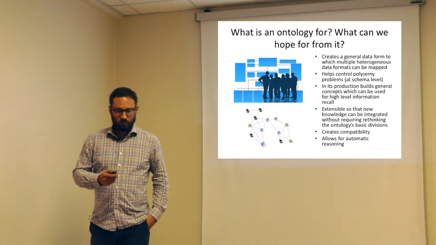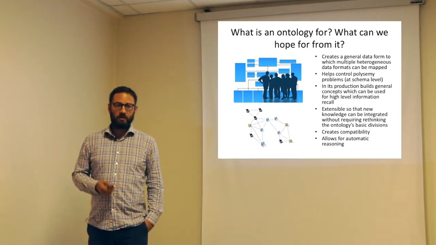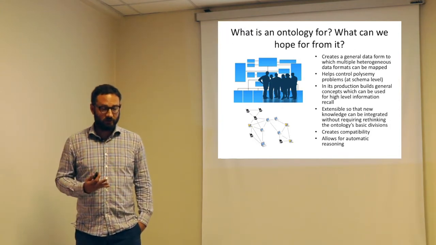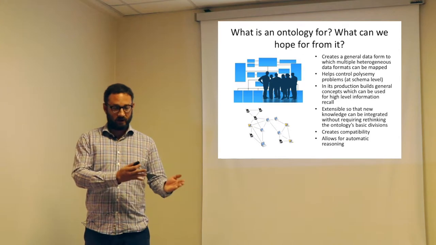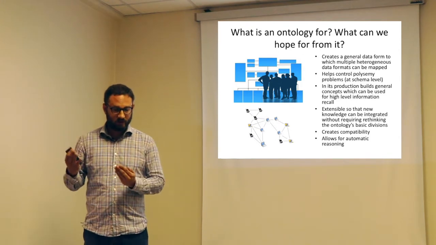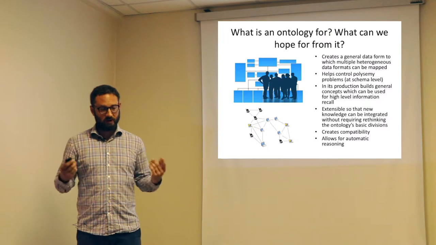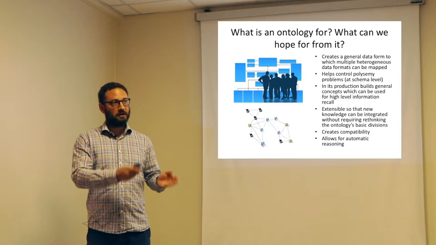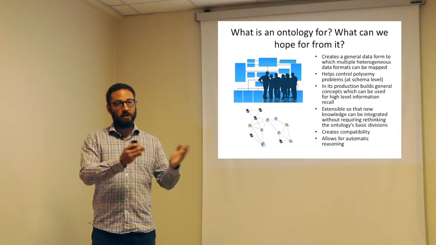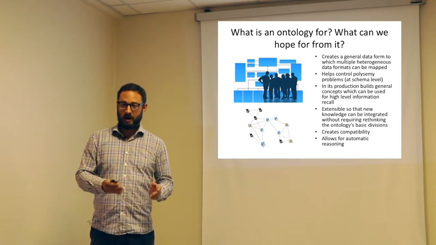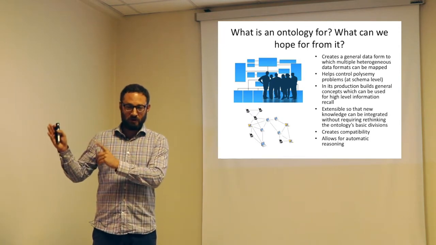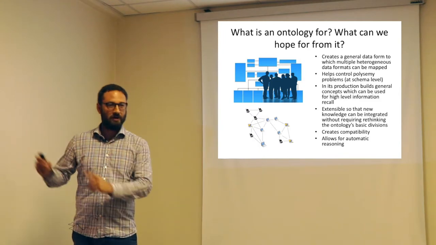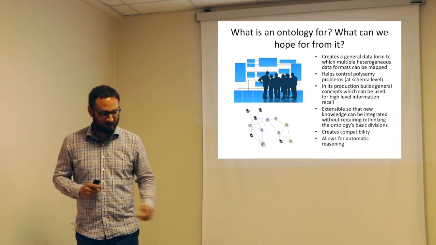So, what's the ontology for and what can we hope from it? We already moved in that direction, but it creates a general data form to which multiple different data structures can be mapped. It helps control polysemy at the schema level, that is to say, if I create a structure for describing people and I call it actor, and you have a structure for describing actors, as in people who work in cinema, that we differentiate these things and we don't mix them up.